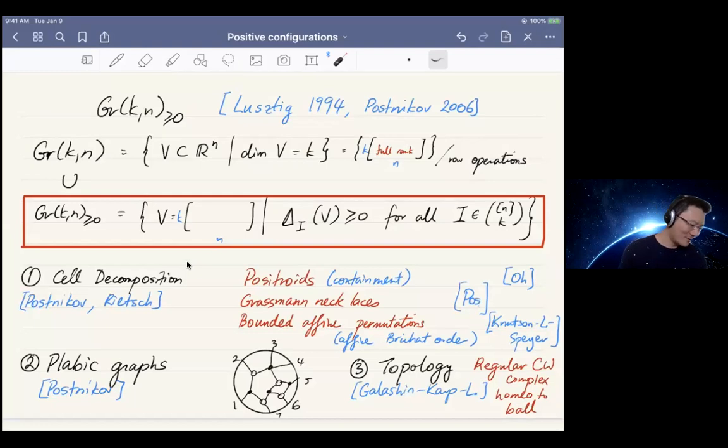Postnikov has developed a technology to parameterize these cells, and I've drawn a cartoon here of the kind of combinatorial object that comes up, called a plabic graph. I also want to mention a result of mine with Williams and Galashin, which is that this topological space is homeomorphic to a closed ball. In some ways, this topological space is quite like a polytope, and we have some nice combinatorics indexing the faces, and the topology agrees with the combinatorics.